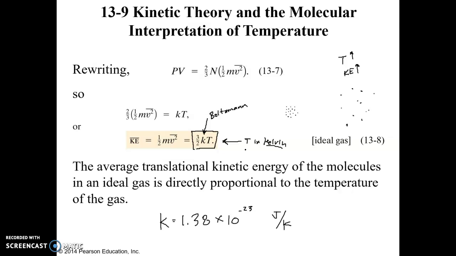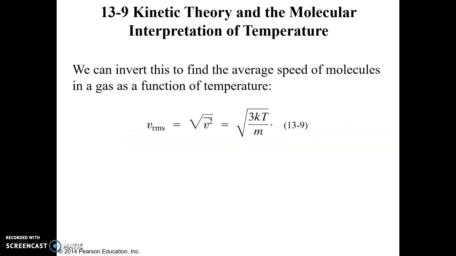So the kinetic energy of a gas is 3/2 kT, where k is a constant, the Boltzmann constant, and the temperature is in Kelvin. So we can continue with this idea to find the velocity, the average velocity of molecules if we know the temperature.